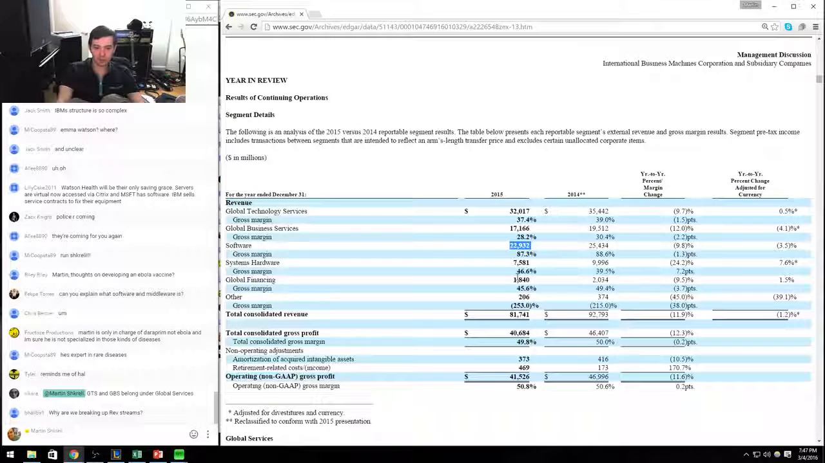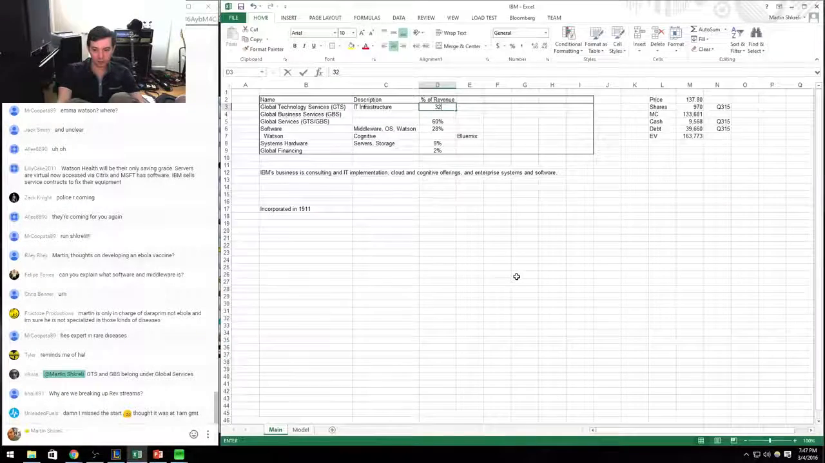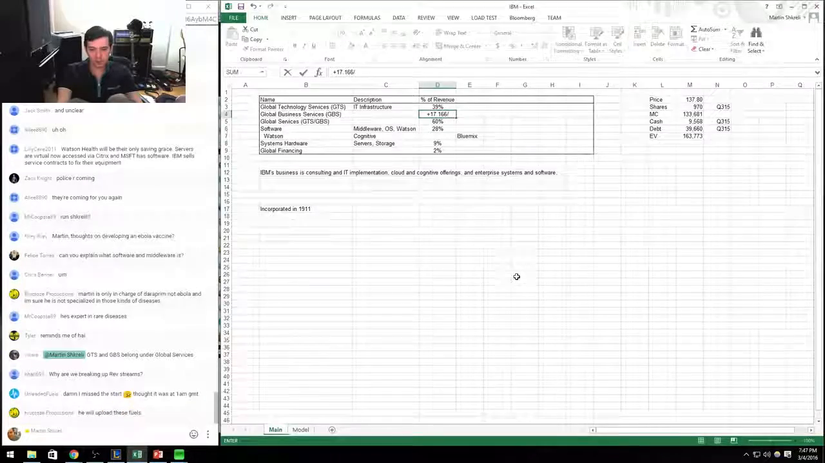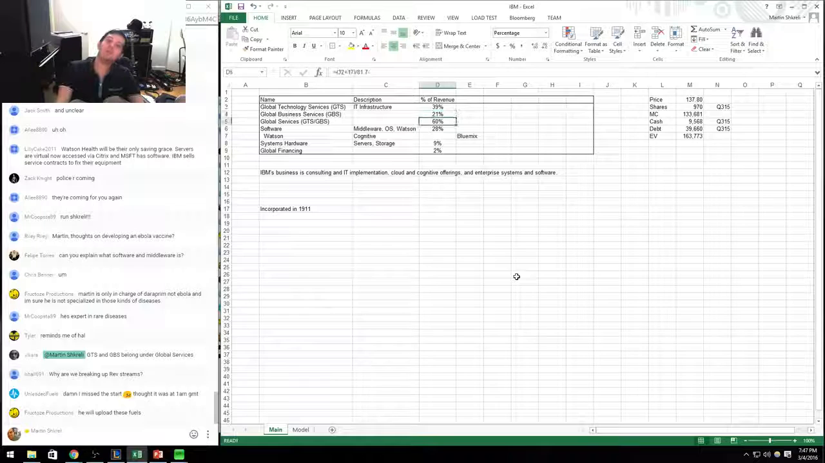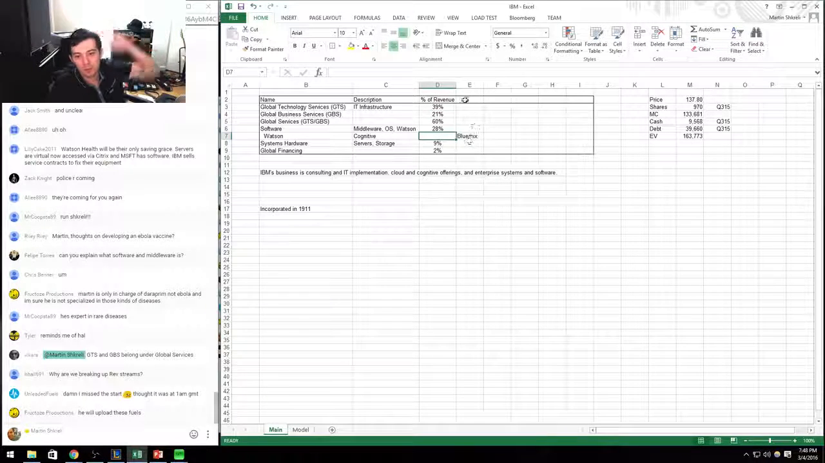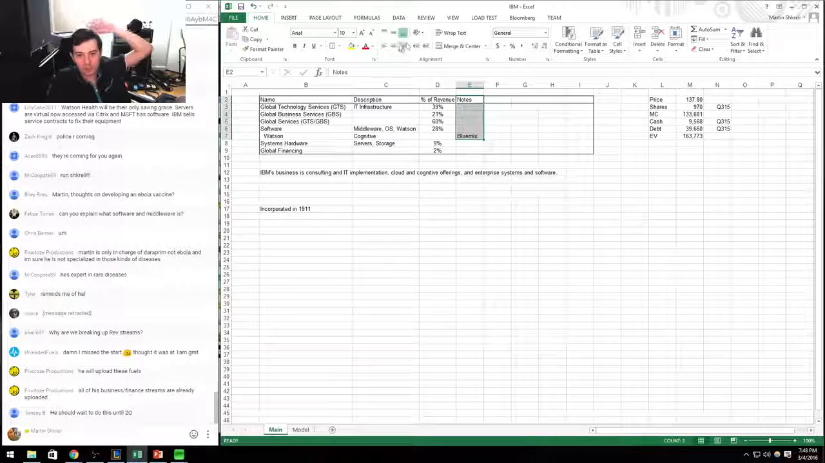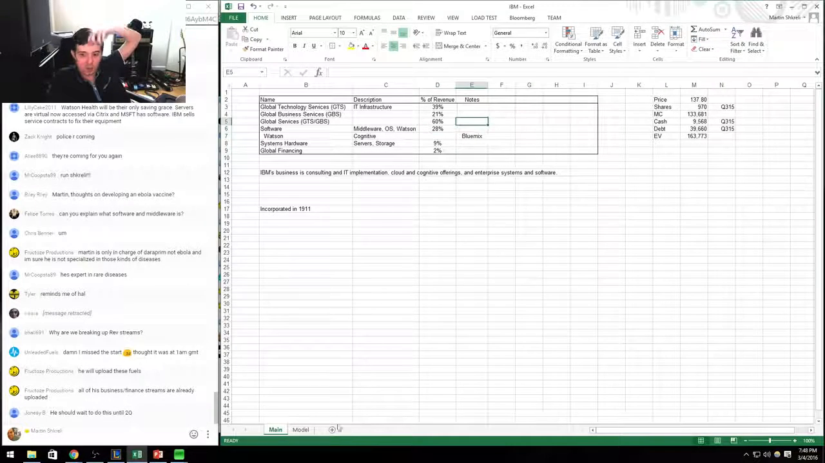So let's see the difference between global technology services and global business services. 32 divided by 81.7. So 40% is GTS and GBS, whatever that is, 21%. That makes 60. Cool. So that tells us a little bit about their business. I like to save this in my model, so I accrue this information over time, and you'll see me make all these notes like this.